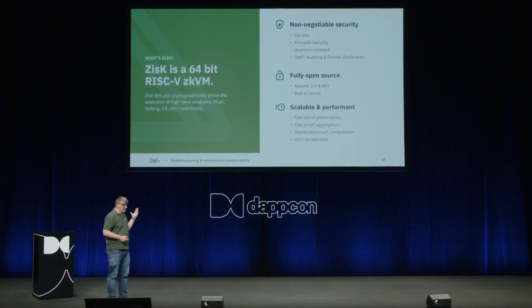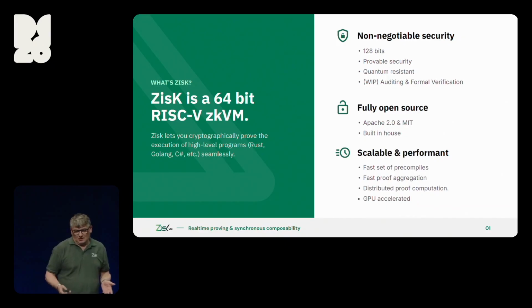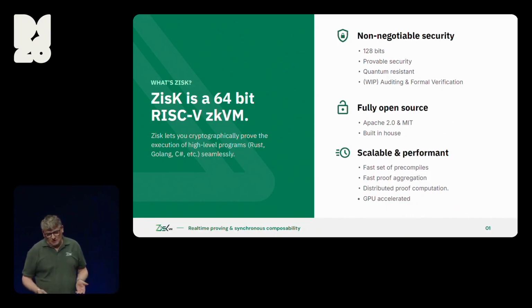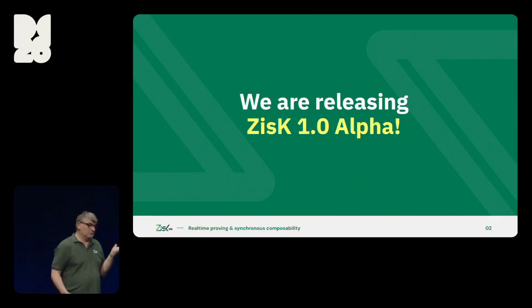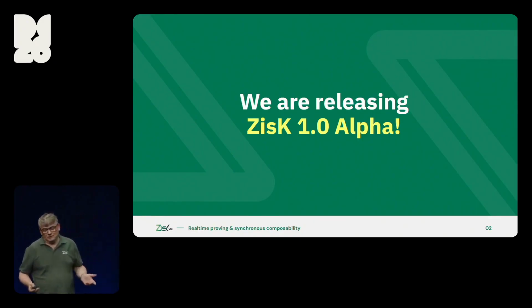If we talk about ZisK, as many of you know, ZisK is an open source ZK-VM. It's based on RISC-V, 64 bits. It's fully open source. It's fully quantum resistant. It has 128-bit security. And today we are announcing ZisK 1.0 alpha.